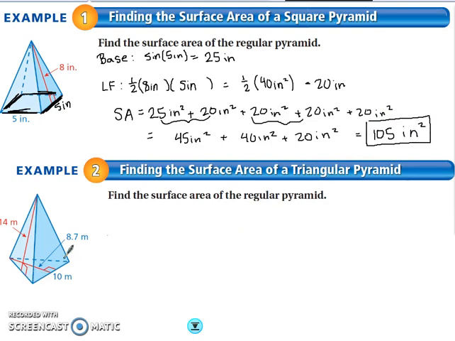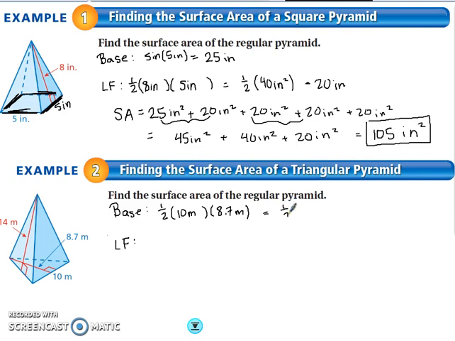In example 2, I'm going to again find the surface area by starting with the base of my figure and then adding up all of the areas of the lateral faces. In this case, the base of my pyramid is a triangle, which has a formula of 1/2 base and height of that triangle. The base and the height of the triangle meet at this 90-degree angle. So that tells me that the base of the triangle is going to be this length of 10, and the height of this triangle is going to be this length of 8.7. So my base is 10 meters and my height is 8.7 meters.